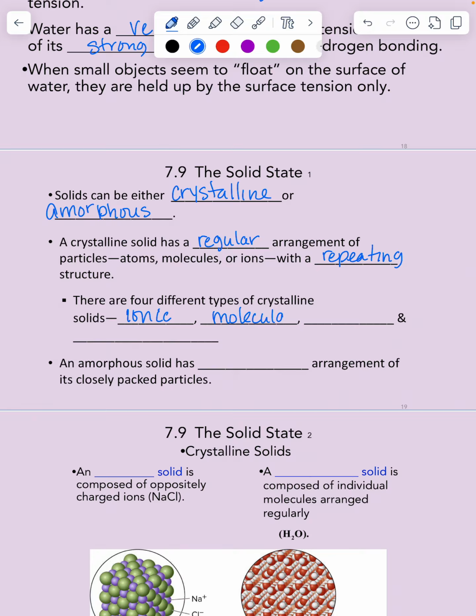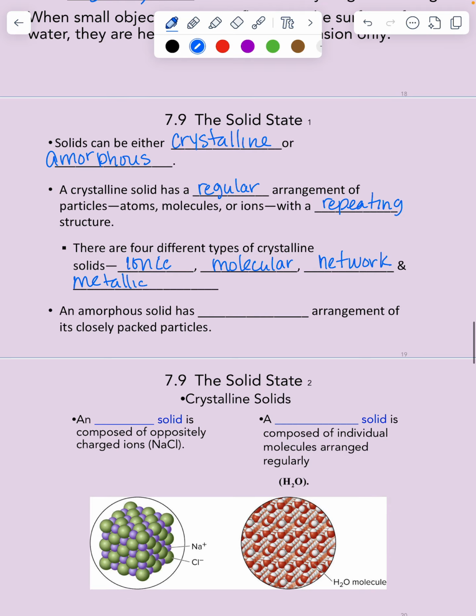And then on the other hand, amorphous solid has no regular arrangement. So there's not any kind of repetition in an amorphous solid. And we'll look at an example of that as well.